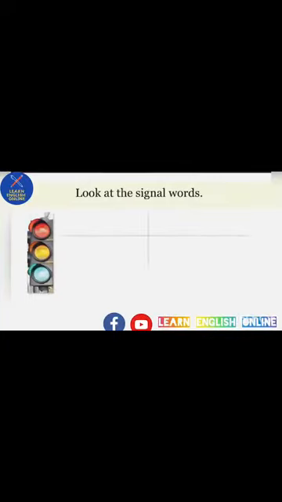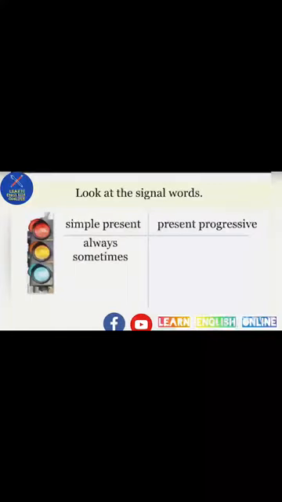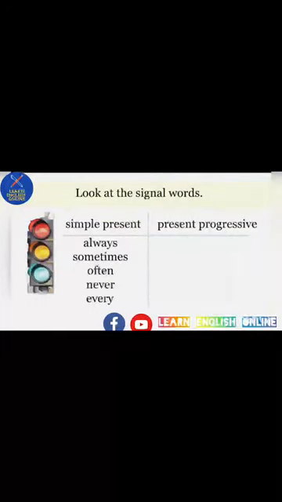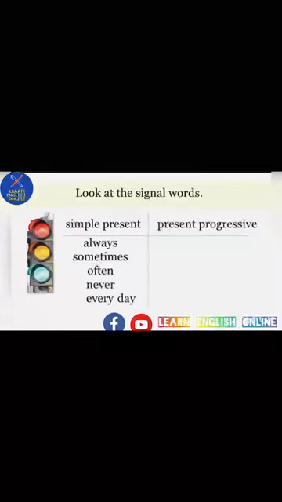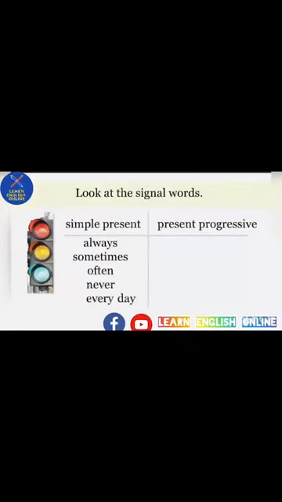So let's make a chart, and on one side we'll put simple present and on the other side present progressive. On the simple present side, we use frequency words like always, sometimes, often, and never. We also use the word every, and we put it with another time, like every hour, every day, every week, every month, every year. And this tells us that something happens again and again, and that's our use for simple present.